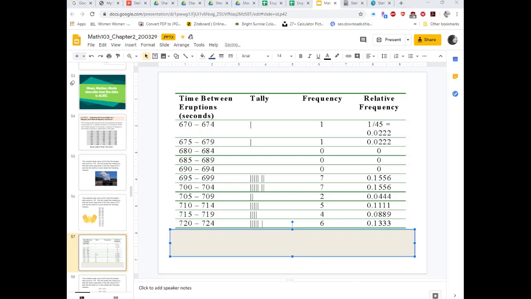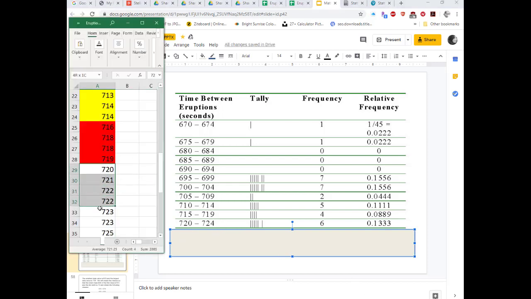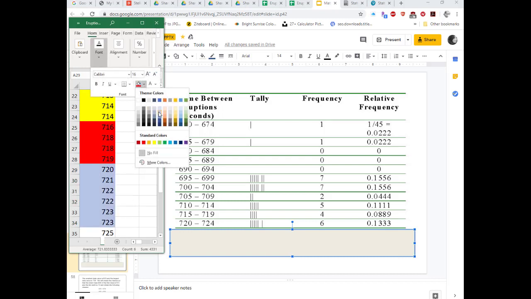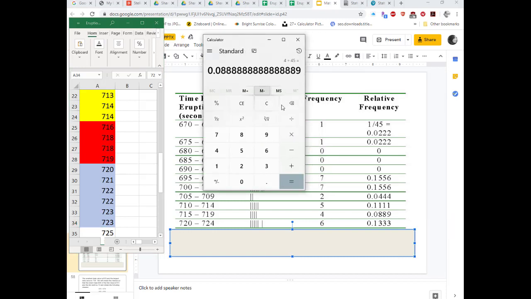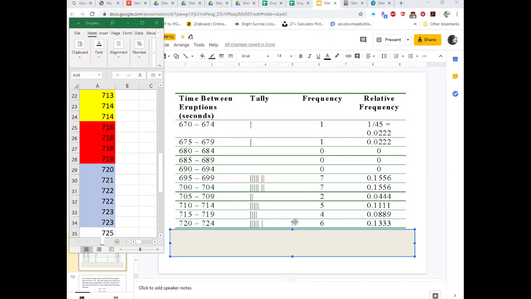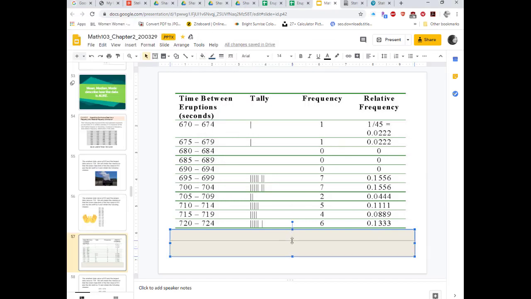720 to 724. Here I got 720 to 724. All these numbers are going to fit in there. This time I'm going to use this kind of pale blue. So it's 6 numbers, 1, 2, 3, 4, 5, 6. Here I have 6 out of 45. Bring my calculator over, clear. 6 divided by 45 equals, and I get 0.133333, which is the number that I have right here. Okay, let's scooch this down.